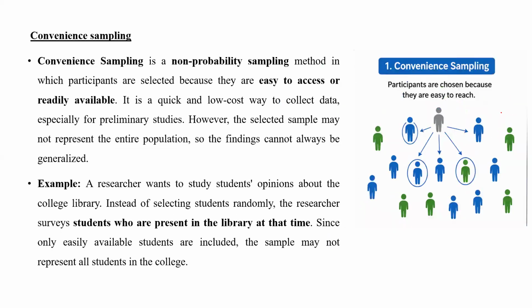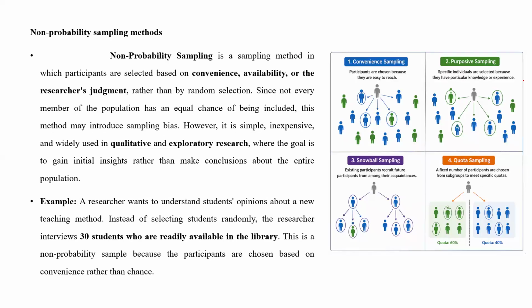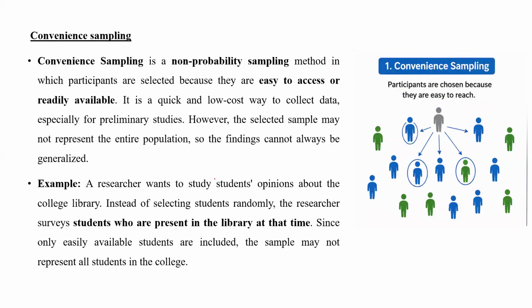We have four types of non-probability sampling: convenience, purposive, snowball and quota sampling. First one, convenience sampling. What does convenience mean? The term itself we can understand: it depends on what is convenient and readily available, and we choose those. In this method, participants are selected because they are easy to access and readily available.